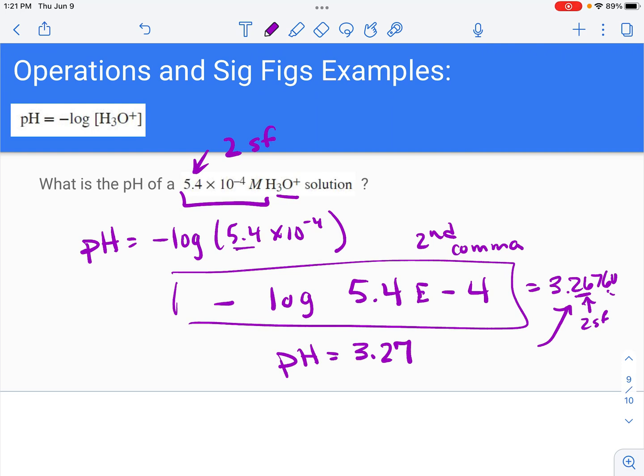Okay? If I were going backwards and doing the antilog, then I would have to remember that these mean only 2 sig figs, not 3. Even though it looks like 3, this is only 2. And that can be confusing, so we'll work with it more later in the year.